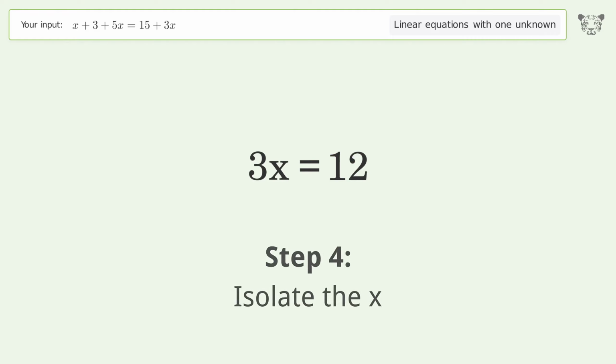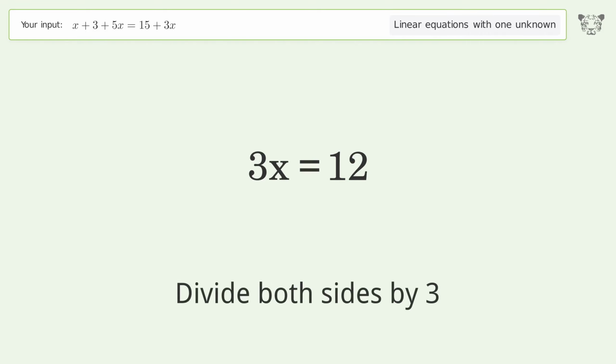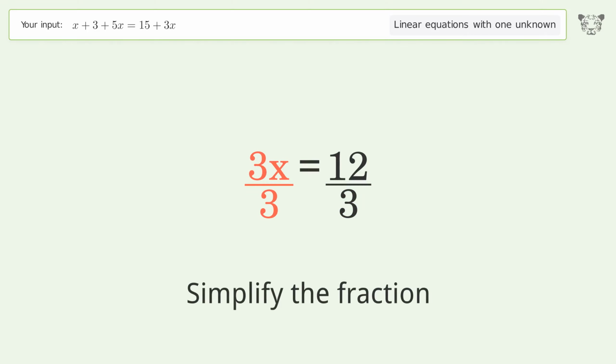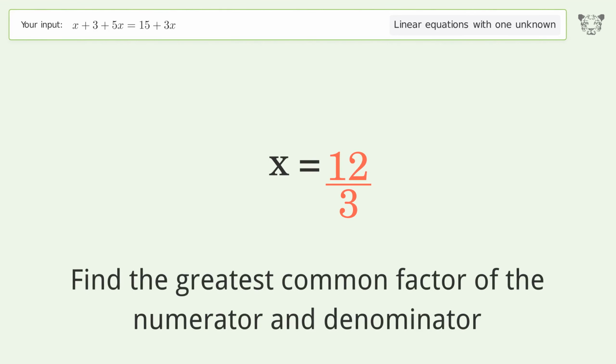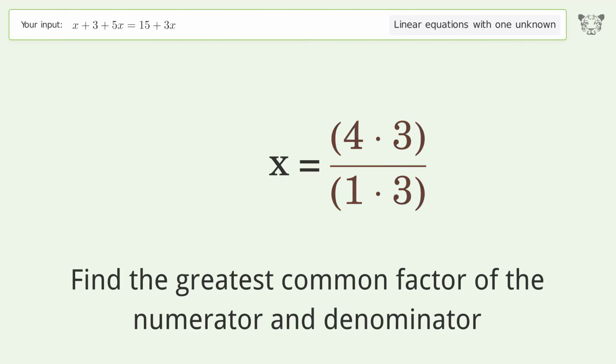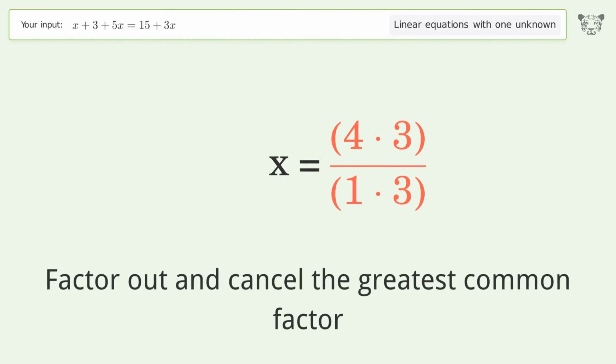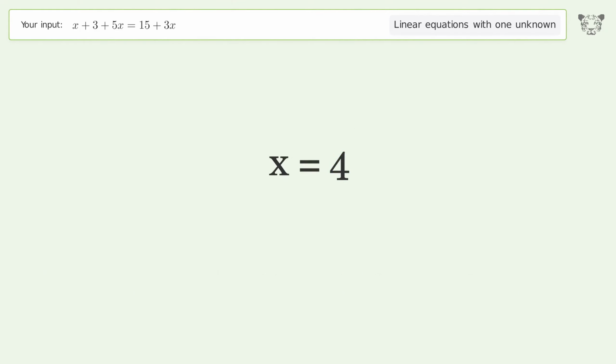Isolate the x. Divide both sides by 3. Simplify the fraction. Find the greatest common factor of the numerator and denominator. Factor out and cancel the greatest common factor. And so the final result is x equals 4.